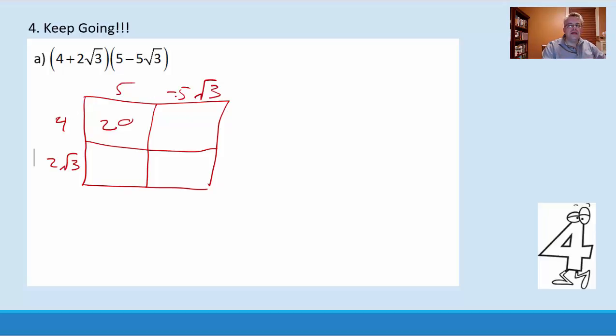4 times negative 5 times square root of 3. Alright, 4 times negative 5 is negative 20, so that's negative 20 times square root of 3. We have 2 square root of 3 times 5, so 2 times 5 is 10 square root of 3. Alright, this one's the trouble one. It's troublesome. So we have 2 square root of 3 times minus 5 square root of 3.